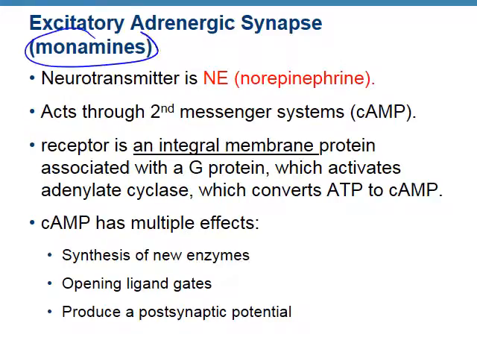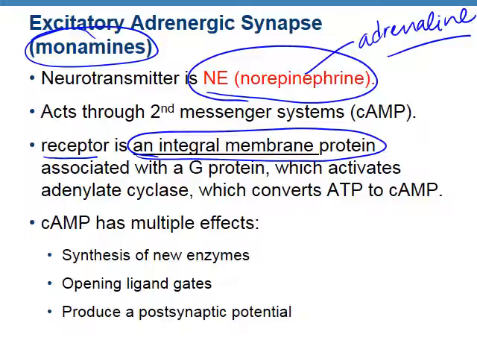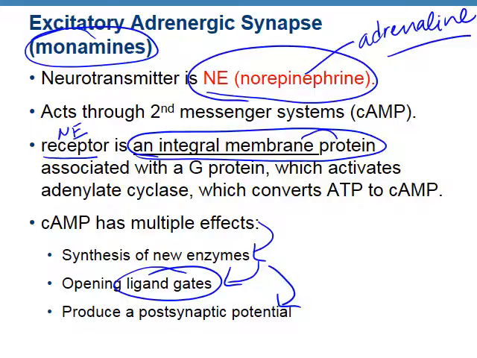So I wanted to talk about a specific monoamine called norepinephrine. So it's got the word epinephrine in it. You may think of this as adrenaline, right? It has a receptor that's an integral membrane protein. This norepinephrine basically can bind to this receptor that's in the membrane, and it can cause these various actions to occur. This is the important one, opening ligand gates.